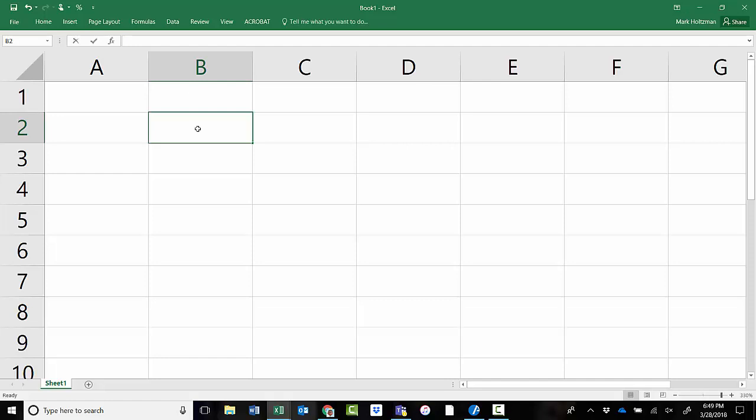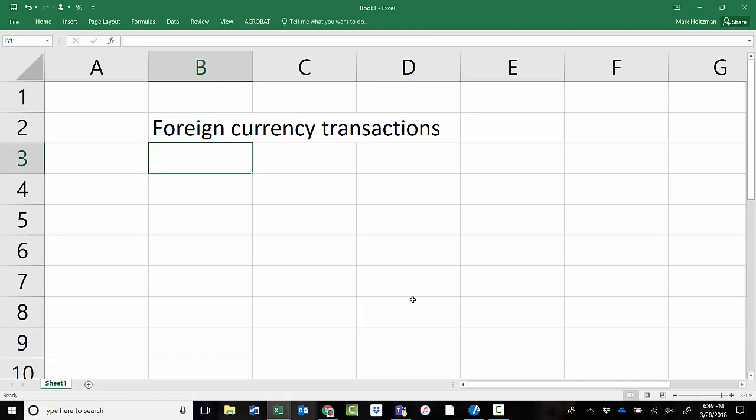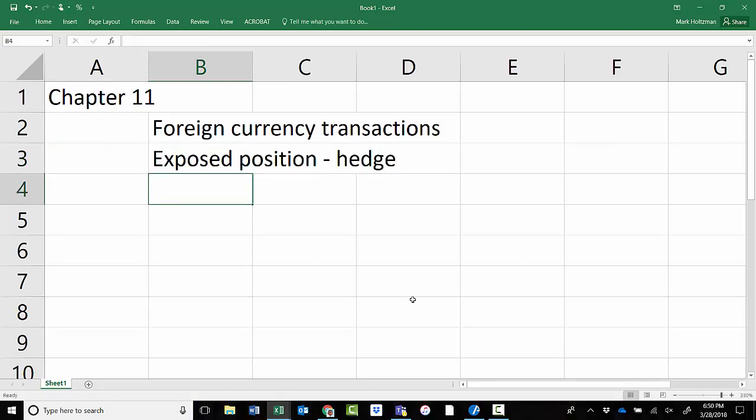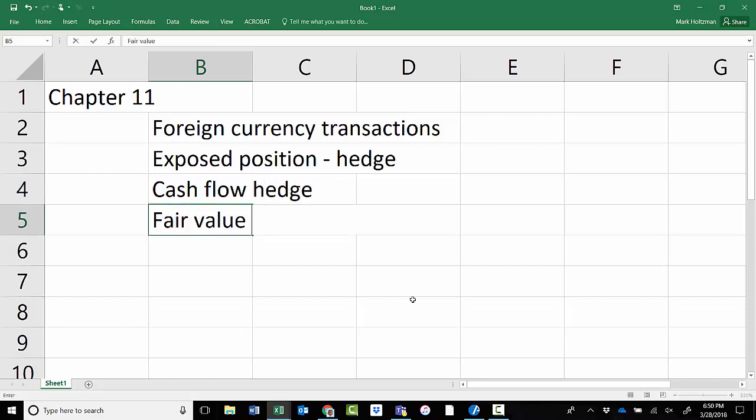So one thing is foreign currency transactions. This is chapter 11. An exposed position, or a hedge of an exposed position, which basically means a hedge that's not a documented and tested hedge, a cash flow hedge, and a fair value hedge.